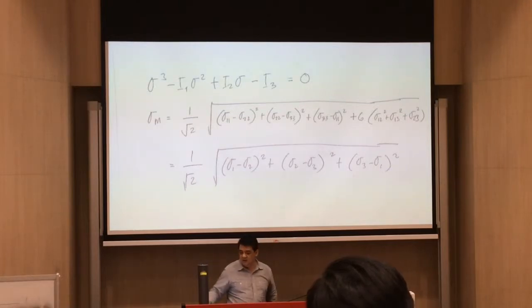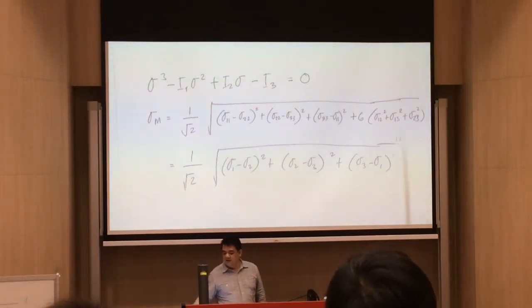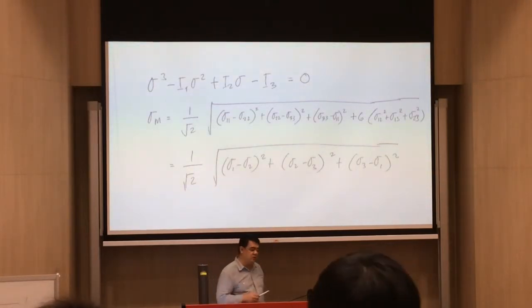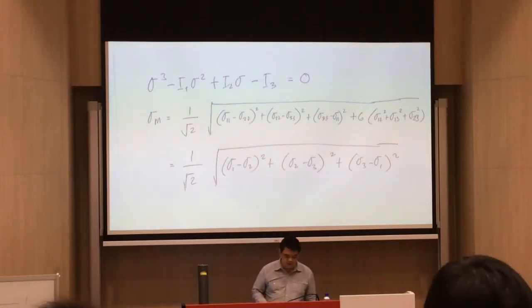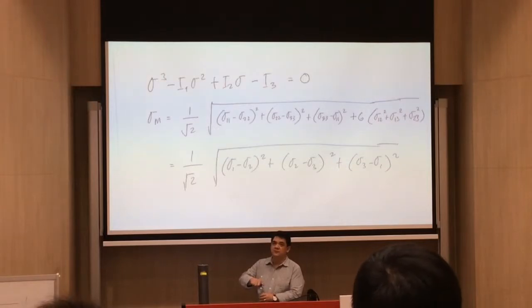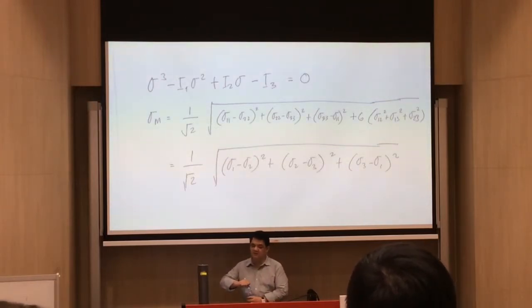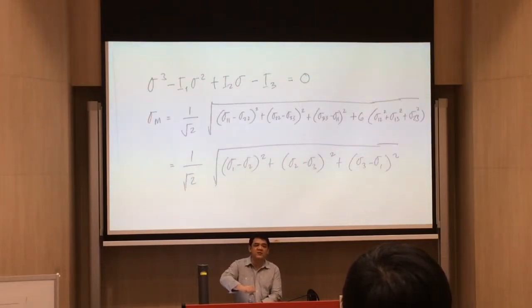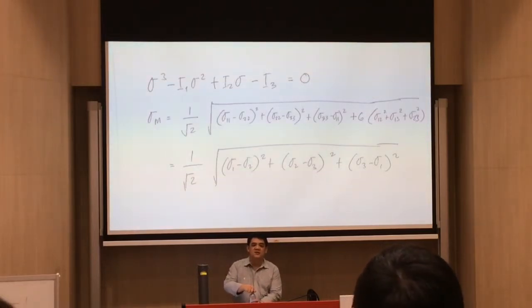Last time I made a mistake here. So this is the correct equation. So what's your answer? 444 megapascal, and what's your von Mises? Number one.